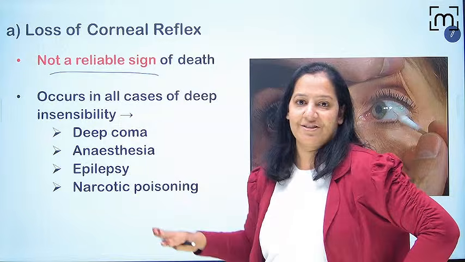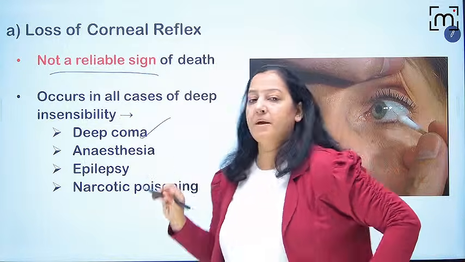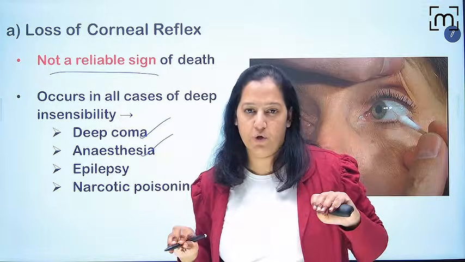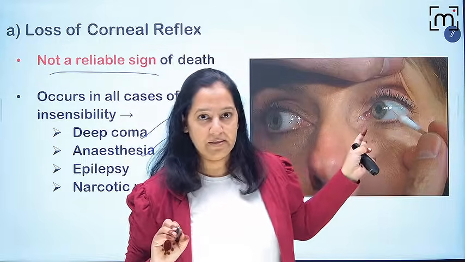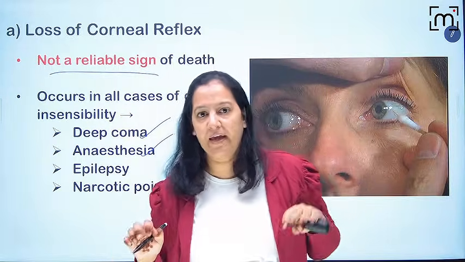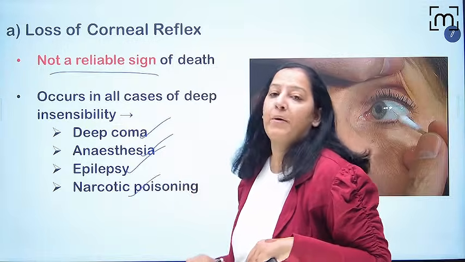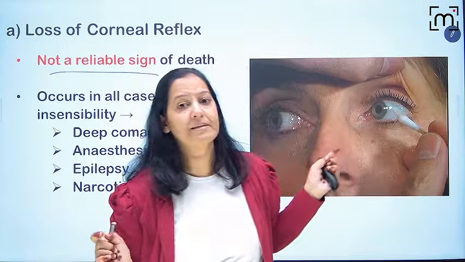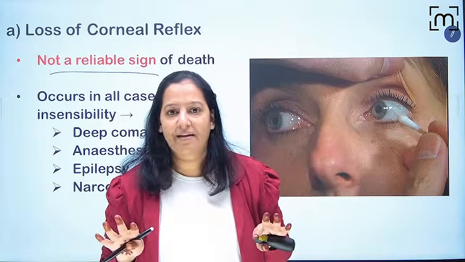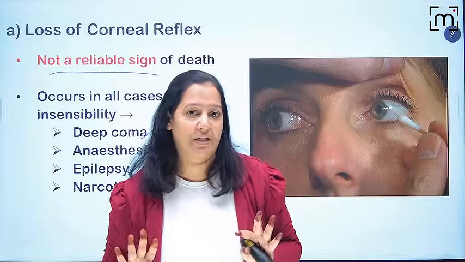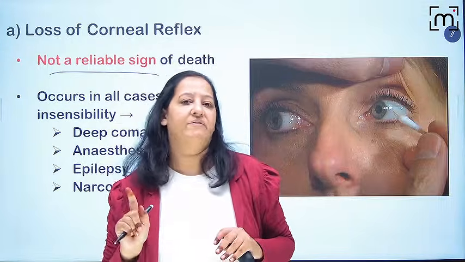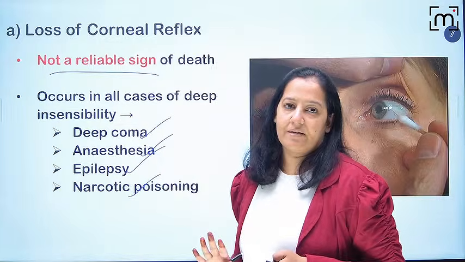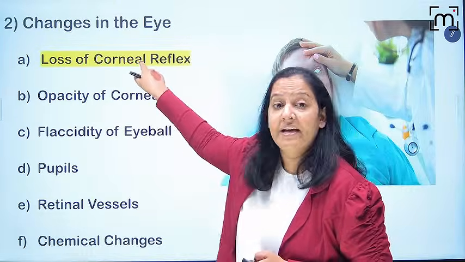You have to learn the differential diagnosis everywhere. You get MCQs on that. So it is seen in deep coma. Maybe this person is not dead, the person is in deep coma. It is seen in general anesthesia, not local. If the person is in general anesthesia, loss of corneal reflex. It is seen in epilepsy and narcotic poisoning. I will teach you all types of poisonings in the end. So it is not a reliable sign. It indicates death, but it's not a confirmatory sign of death. But loss of corneal reflex occurs in death along with all these conditions, and it is the first sign seen in the eye.